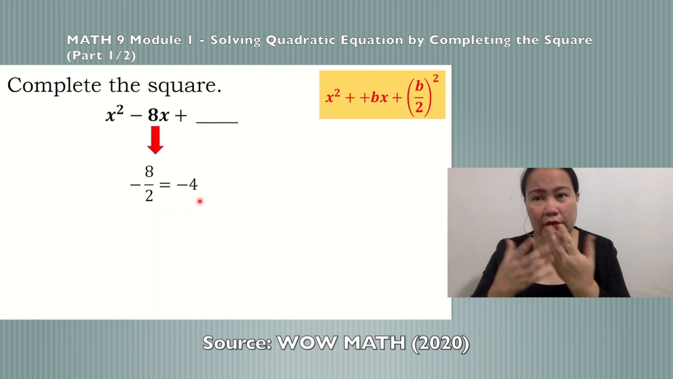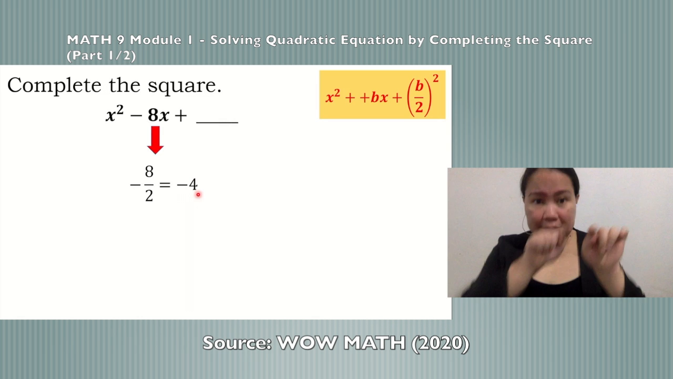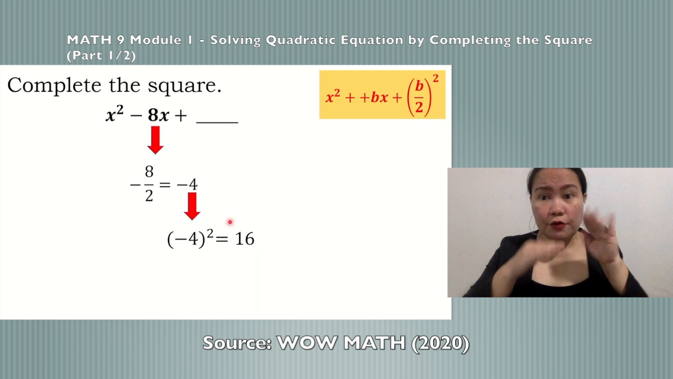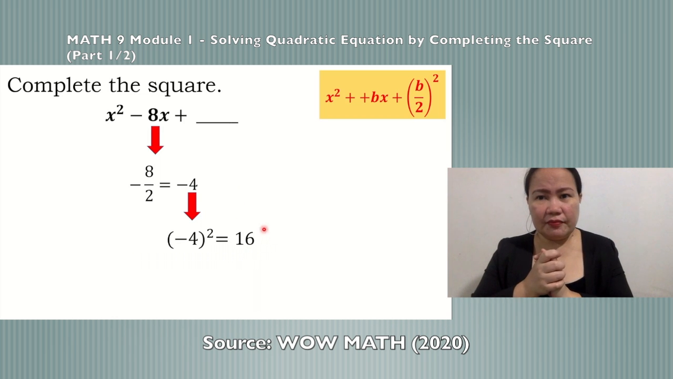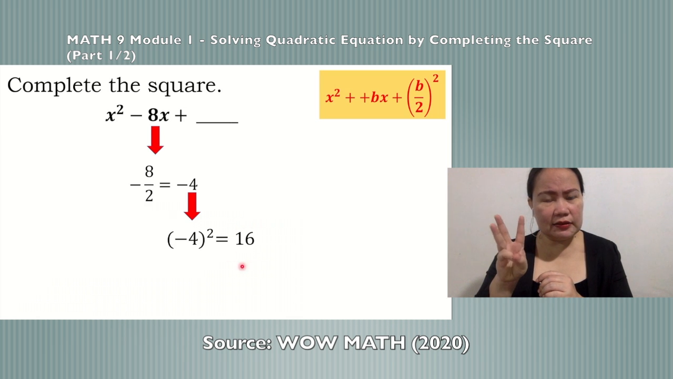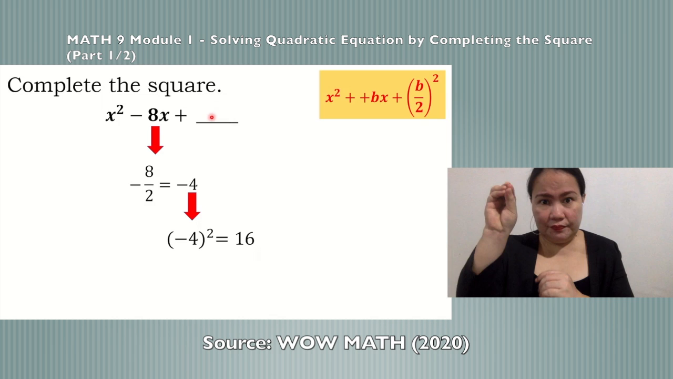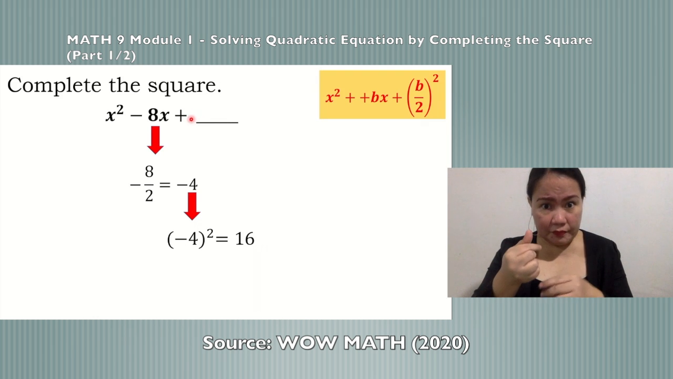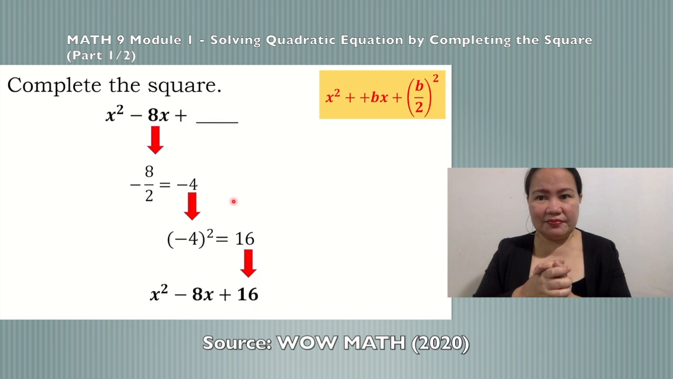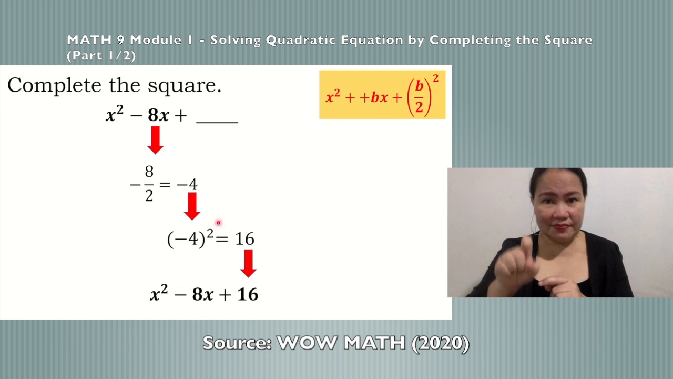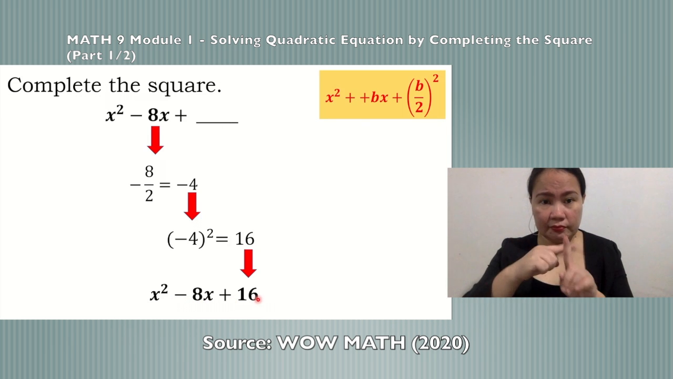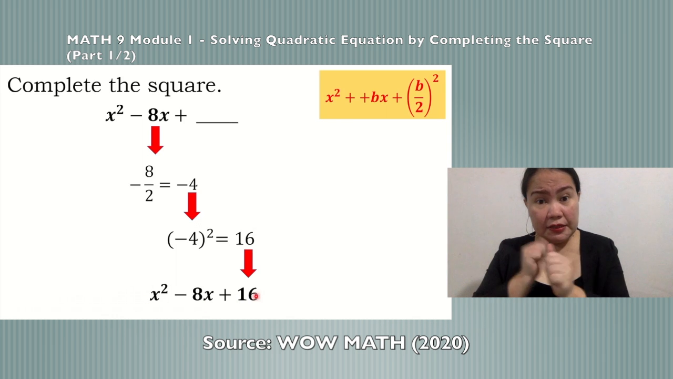After that, squared lang natin yung nakuha nating sagot. So, squared natin si negative 4. So, negative 4 squared is equal to 16. So, para saan ba tong 16 na to? Itong si 16, siya yung idadagdag natin dito sa expression natin na x squared minus 8x. So, magiging ganito na: x squared minus 8x plus 16. Okay, so ibig sabihin, ito ay isa ng perfect squared trinomials.